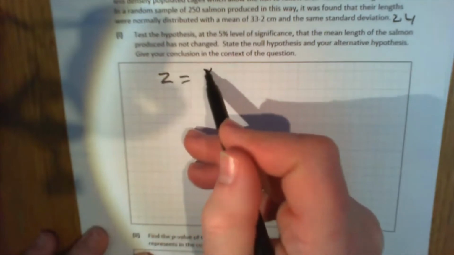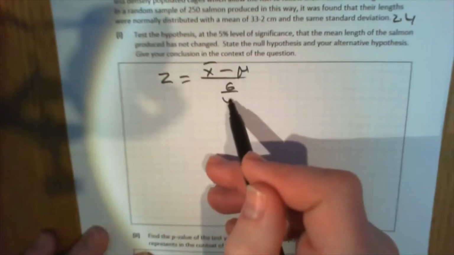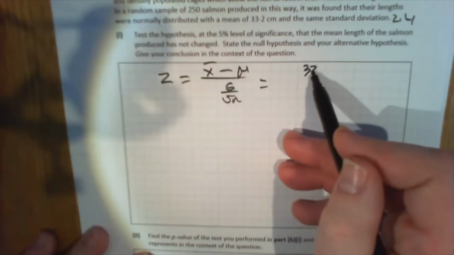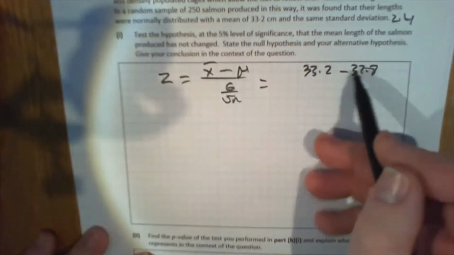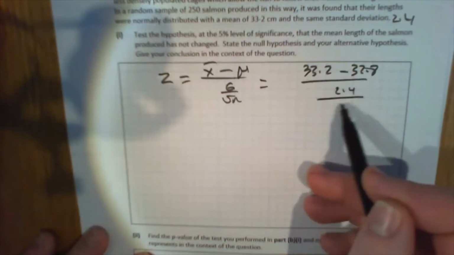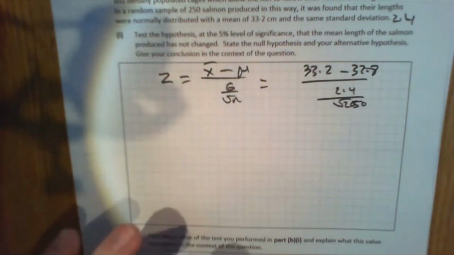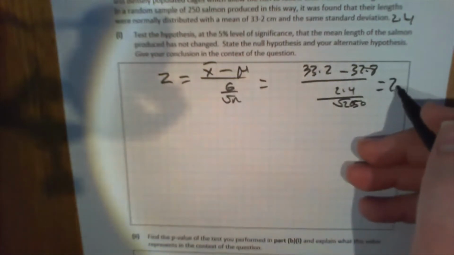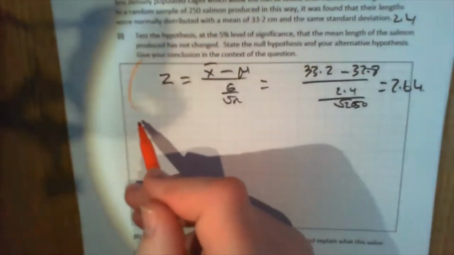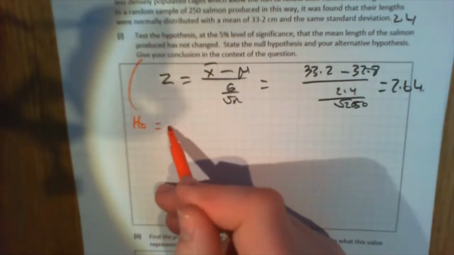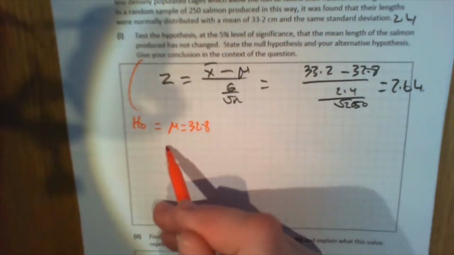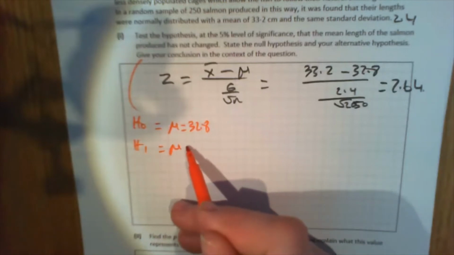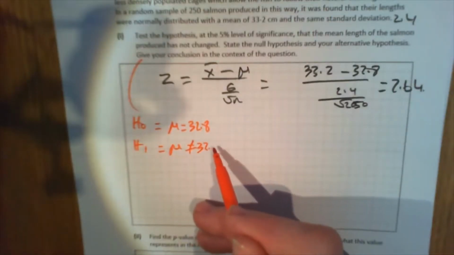So let's get our Z, x bar minus mu over sigma over root n. So that's going to be 33.2 minus 32.8 over 2.4 over the root of 250. So what is that? That is 2.64. Oh, sorry, it's a hypothesis testing. So really, should I start with the H0? H0 is that the mean is 32.8, and H1 is that the mean is not equal to 32.8.